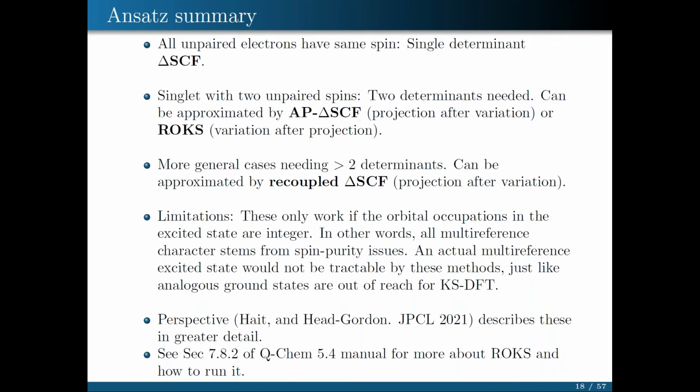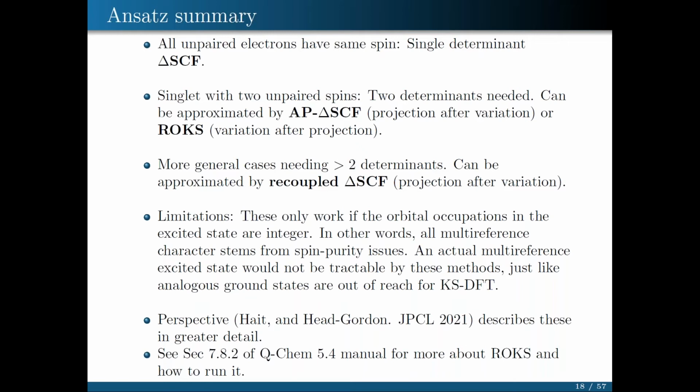For more general cases needing greater than two determinants, can be approximated with recoupled delta SCF, which is projection after variation. One limitation to keep in mind about all of these methods is that they only work if the orbital occupations in the excited state are integer, which is to say orbitals have either 2, 1, or 0 electrons. In other words, all multireference character in these excited states stems from the need to have spin purity.